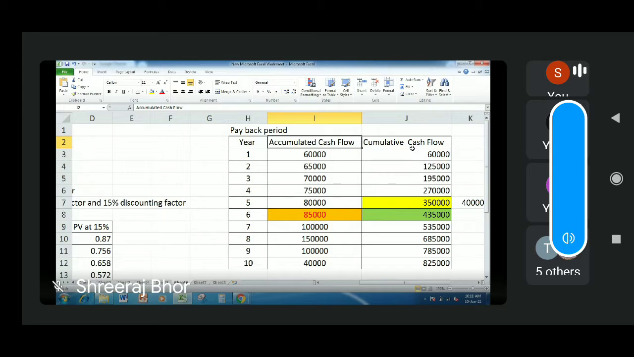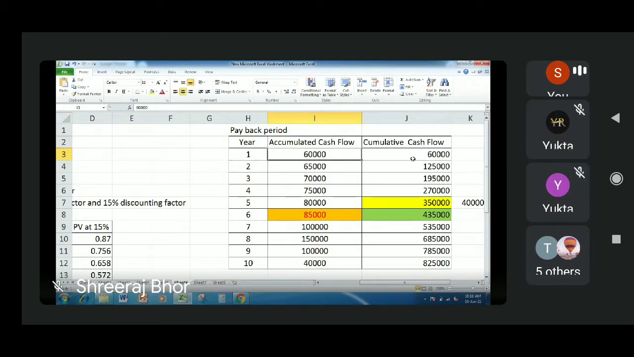Next, how to calculate cumulative cash inflow? So 60,000 will remain as it is. Then 60,000 plus 65,000, the answer is 1,25,000. Then 1,25,000 plus 70,000 is 1,95,000, plus 75,000. In this way, every year we add the figure, and that is converted into cumulative cash flow. Cumulative means total. So year by year our amount will go on increasing because we are getting higher cash inflows.